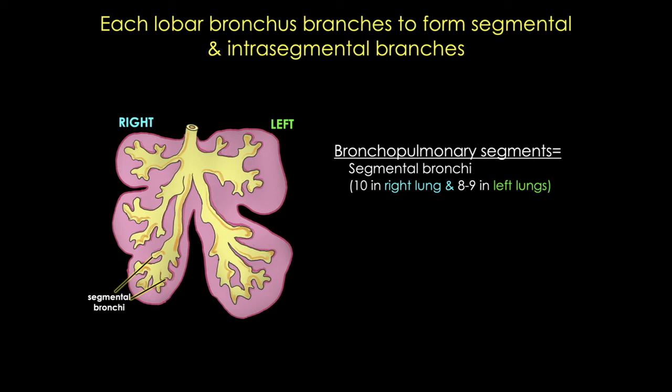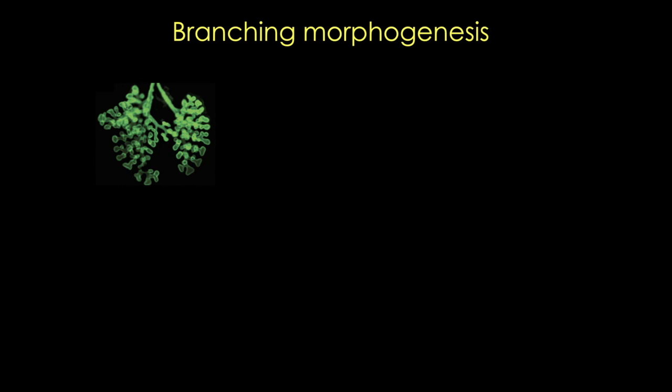So this branching is going to continue, and it's going to progressively form smaller and smaller branches all the way down to terminal and respiratory bronchioles. This happens over time in about 24 weeks. Now, I think this branching is one of the coolest processes in the body, and it's actually called branching morphogenesis.